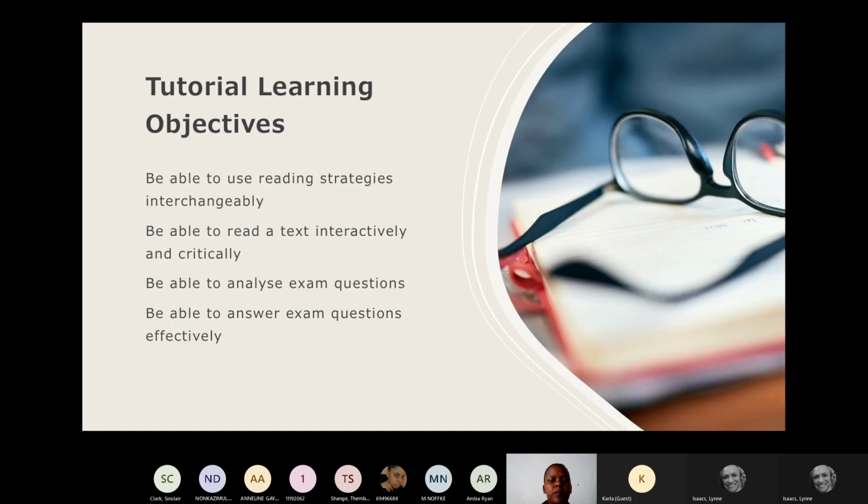So our objectives today, and what we want to accomplish, is for you to be able to use the reading strategies interchangeably. We want you to be able to read a text interactively and critically, analyze the exam questions, and answer the exam questions effectively.